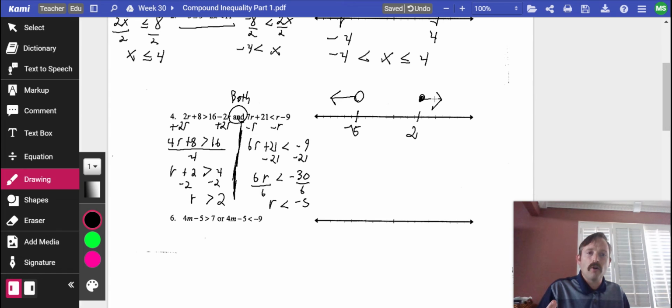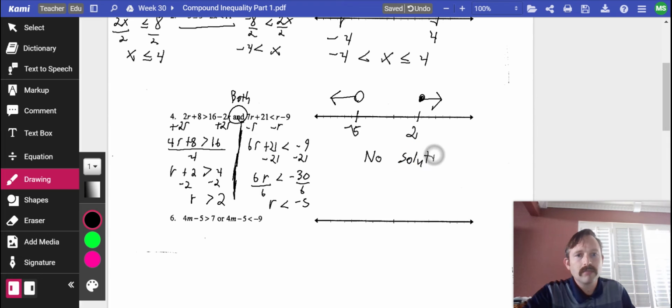Okay, where's the overlap? Is there an overlap? No. So this would be no solution. Because there's no solution. This is an inequality that does not overlap. It has to follow both rules. It's saying, hey, it has to be bigger than 2, but it has to be smaller than negative 5, and there's no number that would satisfy both of those.